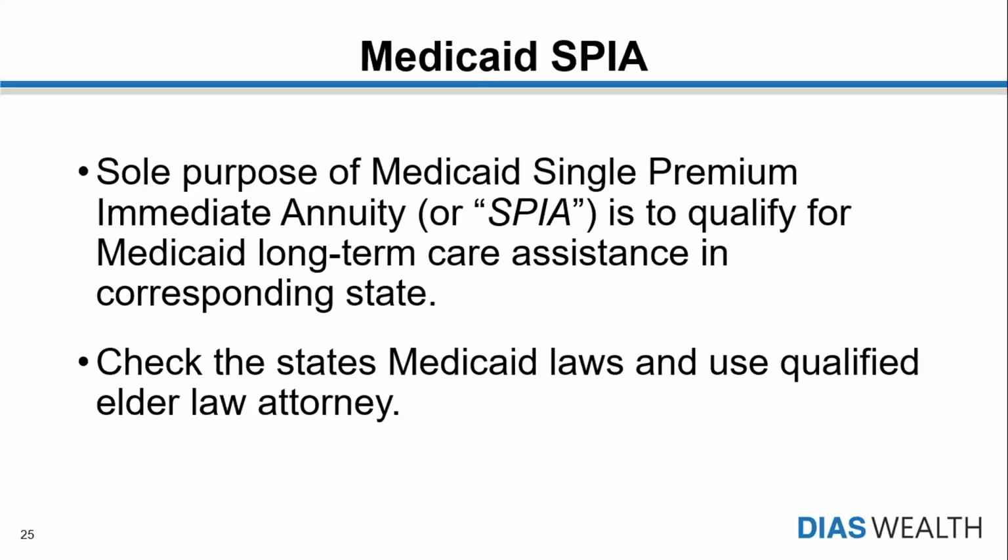You have the Medicaid SPIA. I'll go a little bit more into detail on the Medicaid SPIA in the next webinar, but just know it's meant to qualify an individual for Medicaid long-term care assistance in their corresponding state. And of course, before you ever want to turn on a Medicaid SPIA, you want to make sure that you check the state's Medicaid laws and you use a qualified elder law attorney. Typically, a lot of these recommendations come from elder law attorneys. For a person that's healthy, there is no need whatsoever for a Medicaid SPIA. It's just, again, a tactic to qualify for long-term care assistance.